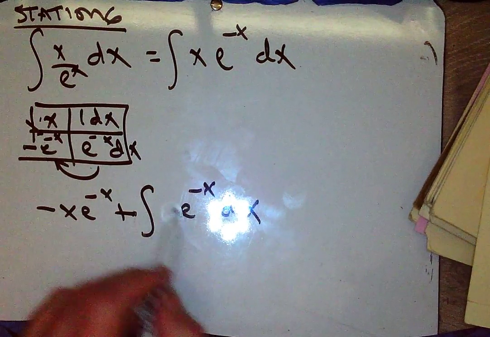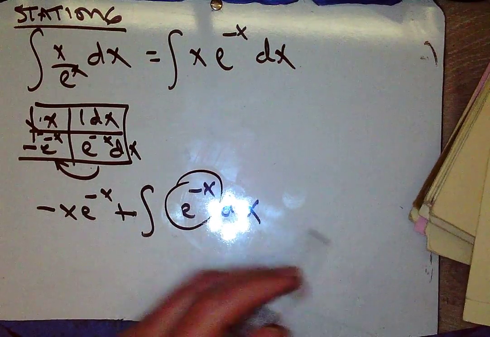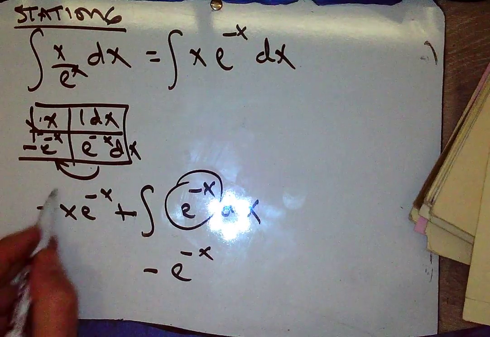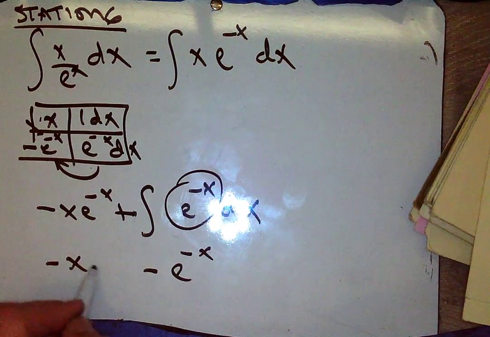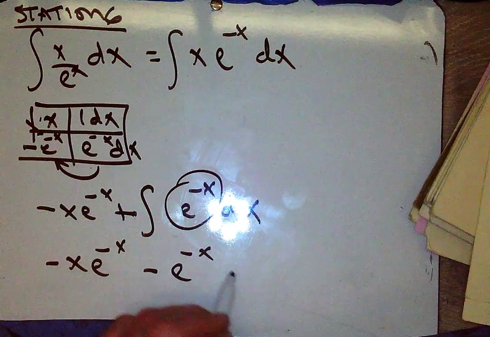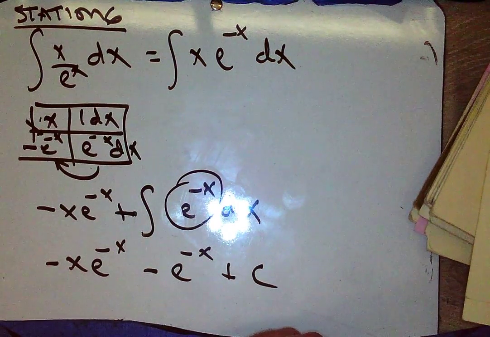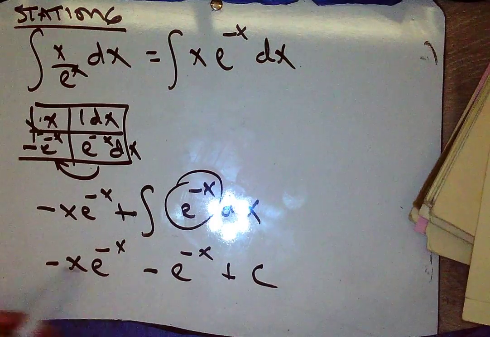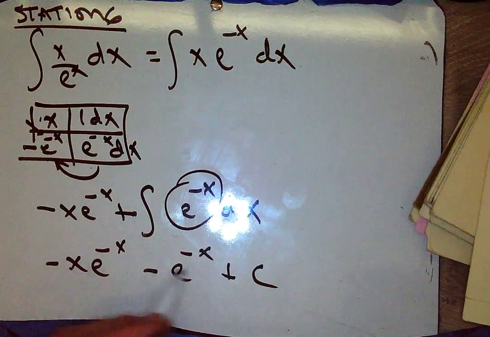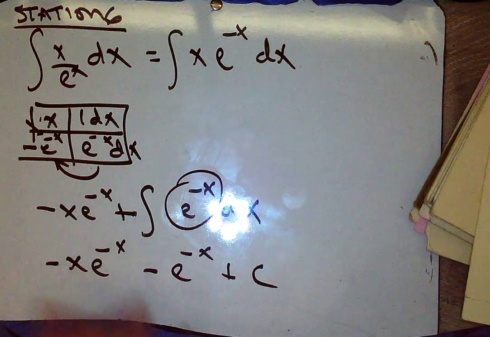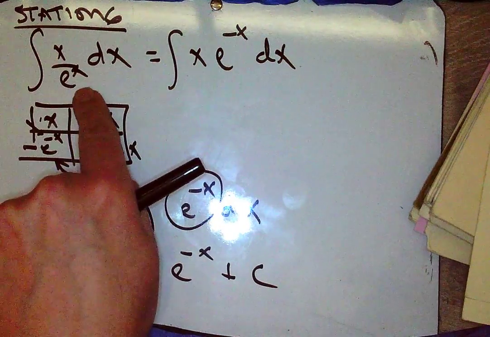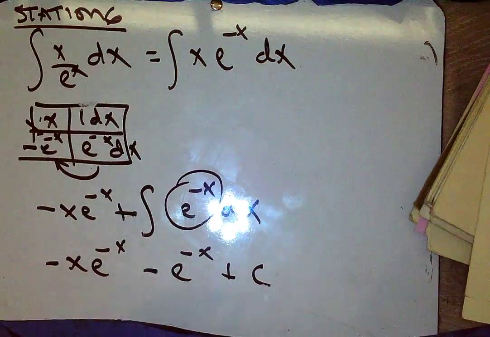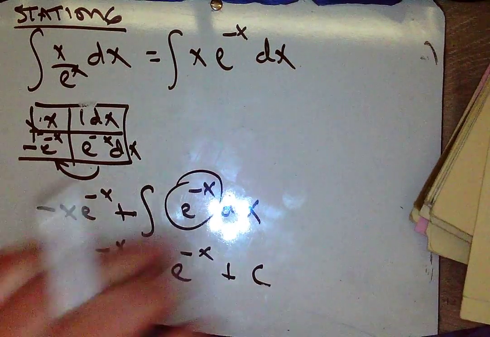And now what can we do? Well, I know that the antiderivative of that is minus e to the minus x. And this is all set. Minus x e to the minus x. And don't forget the plus c. Again, if you're not sure, take the derivative. Take the derivative of this with product rule, take the derivative of this, combine like terms, and you should end up here or here. Derivative of a constant, 0, so you certainly don't have to worry about that.